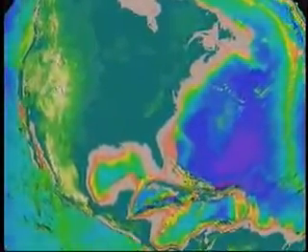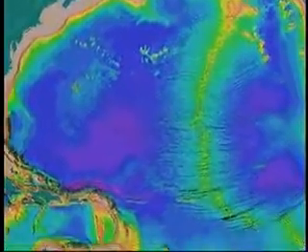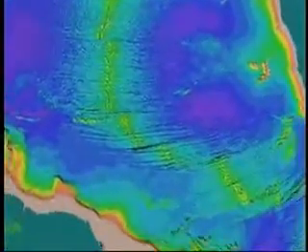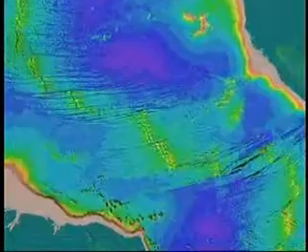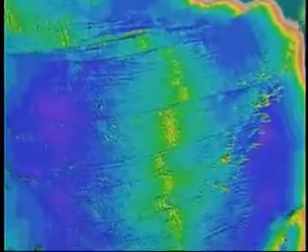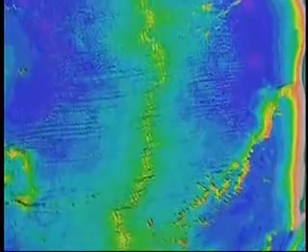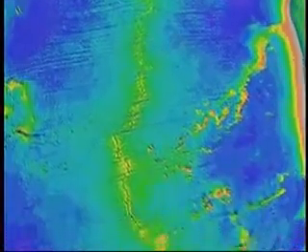Okay, so the first movie is an exploration of all the spreading ridges. So we're starting here in the Atlantic at a relatively slow seafloor spreading ridge, going down to the South Atlantic along the ridge axis here. You see ridges and transforms, ridges and transforms. We're getting down here towards Antarctica.